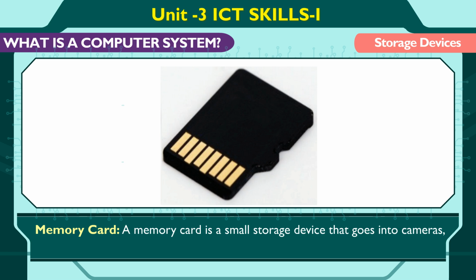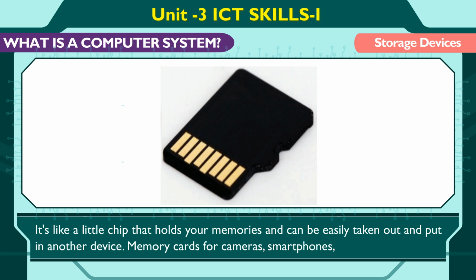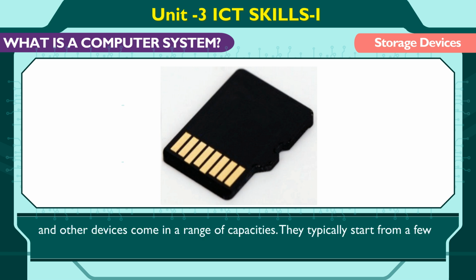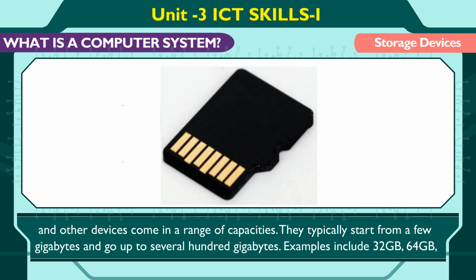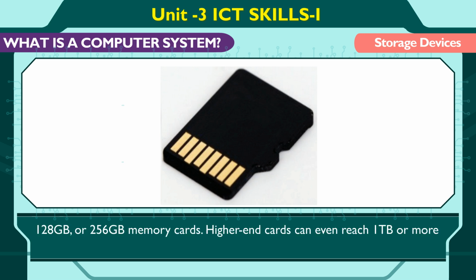Memory card. A memory card is a small storage device that goes into cameras, phones, or tablets. It stores photos, videos, and other files. It's like a little chip that holds your memories and can be easily taken out and put in other devices. Memory cards for cameras, smartphones, and other devices come in a range of capacities. They typically start from a few gigabytes and go up to several hundred gigabytes. Examples include 32 GB, 64 GB, 128 GB, or 256 GB memory cards. Higher-end cards can even reach 1 TB or more in capacity.